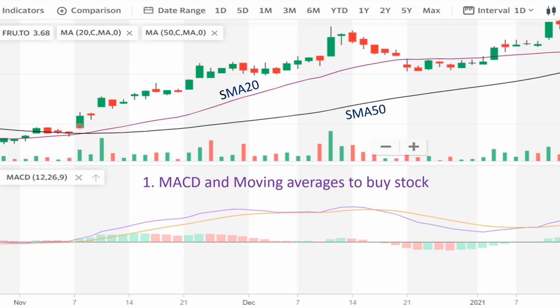So you can enter the trade at the close price of this bullish candle above the crossover and the MACD indicator, and put 1 ATR below the close price for stop loss and put 2, 3 or 4 ATR above for profit target. So this is how you can enter the trade using the MACD indicator and moving averages to maximize your return.